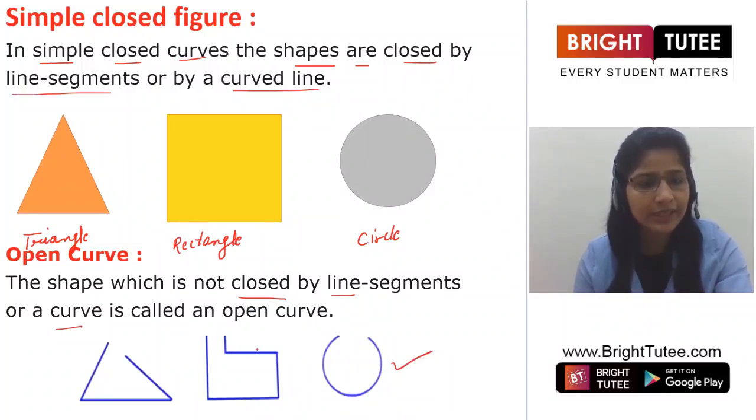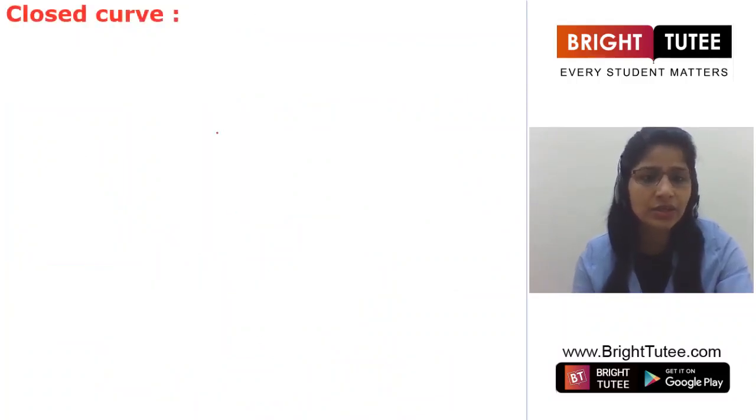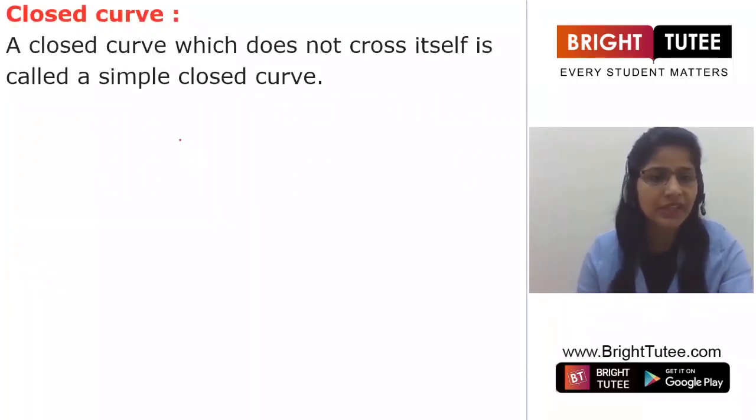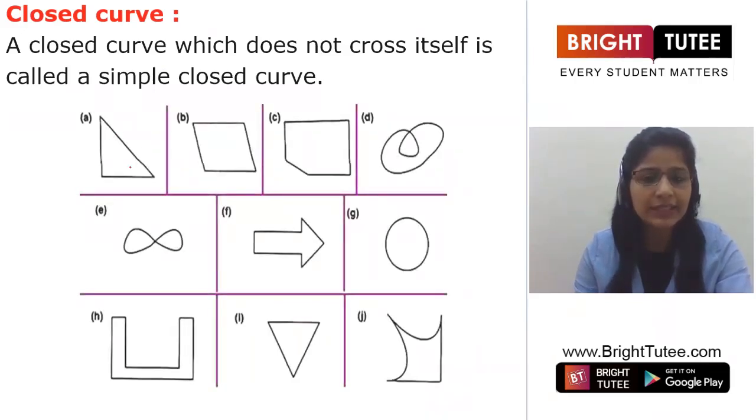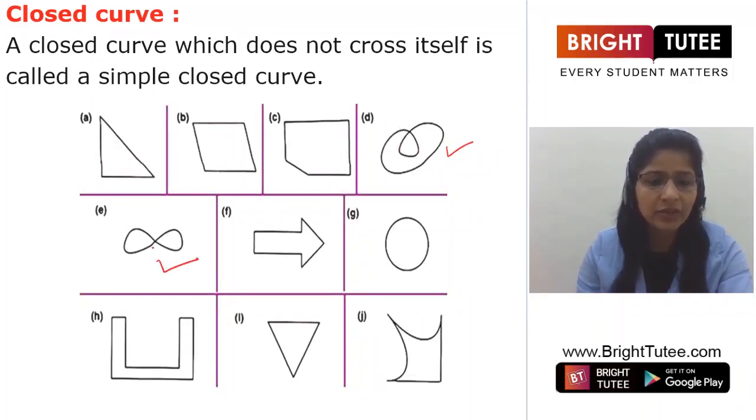Let us move to the next definition, that is closed curve. Here comes the definition. A closed curve which does not cross itself is called a simple closed curve. That means the curve would be simple, it will not cross itself. So for example, here are some of the figures. As you can see, figure D first, the curve is crossing itself, as well as in E part the curve is crossing. The curved lines are crossing each other.